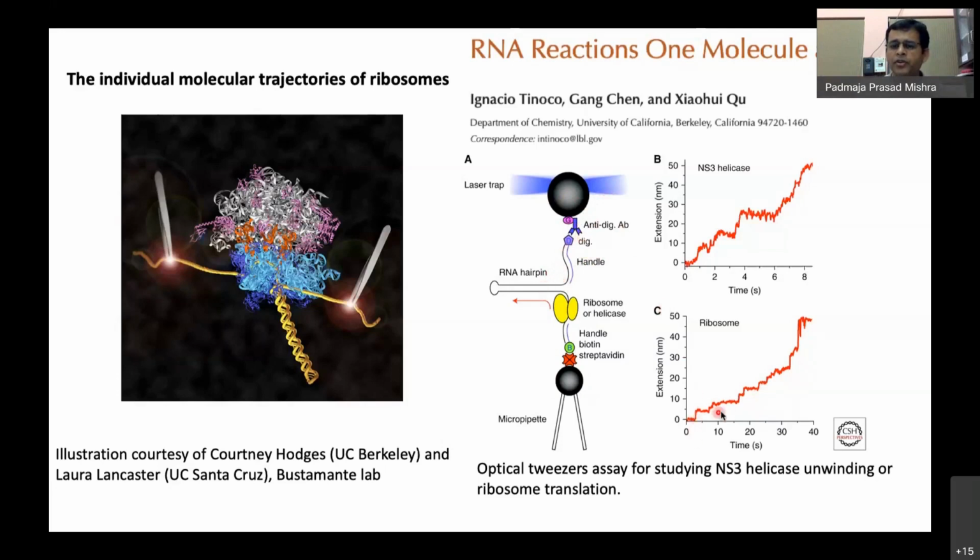can be seen here. So each step of this shows how the RNA is gradually unfolding, and once the RNA is unfolded, the NS3 helicase can go and unwind it and ask the ribosome to work on the RNA.